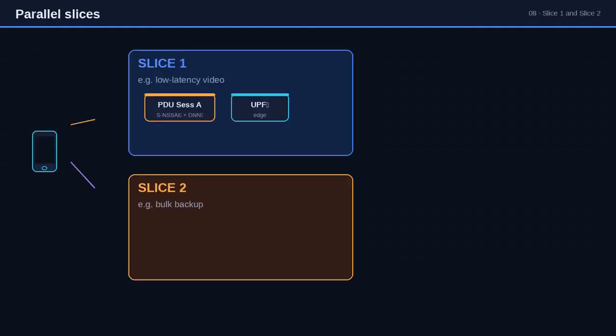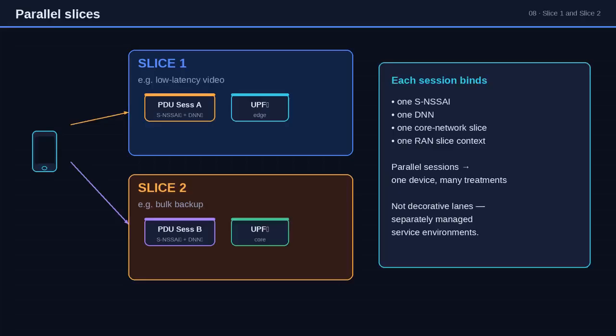Now return to the two apps. Their sessions can land in different slices. Call them Slice 1 and Slice 2 on the diagram. Each session still follows the same establishment logic, but each is bound to its own S-NSSAI and therefore to its own core network slice context and a corresponding radio access network slice treatment. That is the visual separation the architecture is built for.